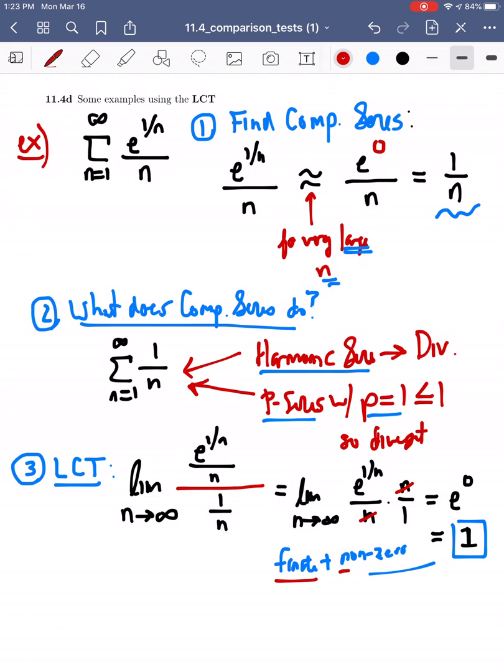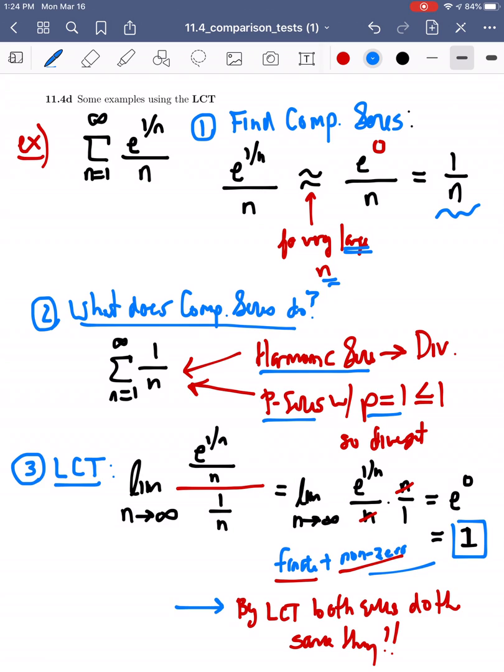So by limit comparison test, both series do the same thing. And just to check our logic, what this means is, by limit comparison test, we know both series do the same thing. But we know something about one of those series. We know that the series that we're comparing to is divergent. So therefore, we know both series must diverge.